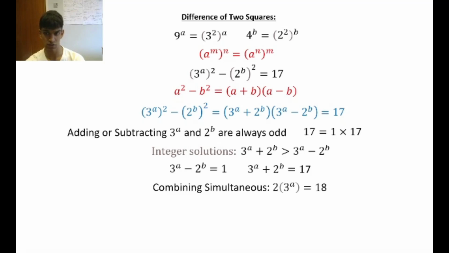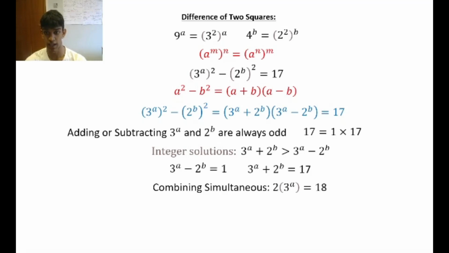So now we're going to combine the equations to solve for a or solve for b. In this case, we'll solve for a. So if we add the equations together, the 2 to the power of b's on both sides cancel out, whilst we get 1 plus 17 on the right hand side and 2 lots of 3 to the power of a on the left hand side. And you can see that there on your screen. 2 multiplied by 3 to the power of a is equal to 18.